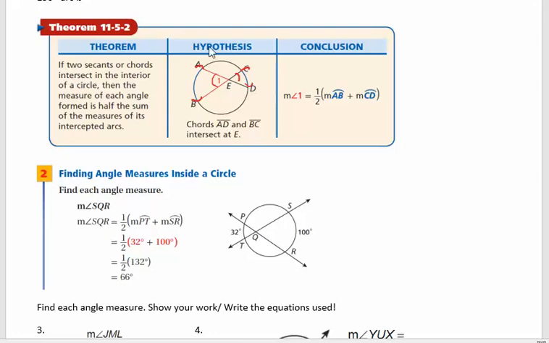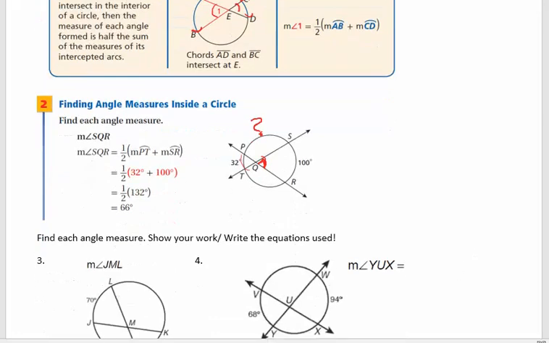So in this example problem, you can see they know this is 32 and they know this is 100, and they're looking for the measure of angle SQR, which is this angle here. And that will be equal to the sum of 32 plus 100, and then divide that by 2, or take half of it. Now sometimes you'll be looking for this one, and you'll have to do a little bit more work. Let's look at some more examples.